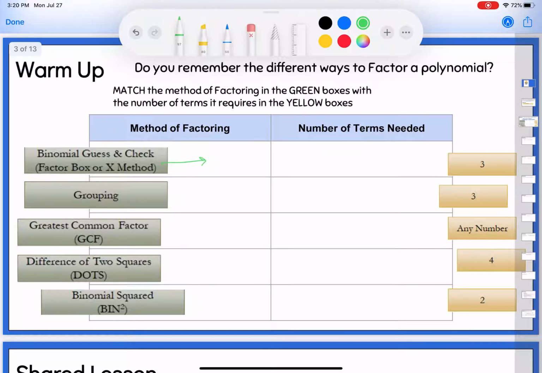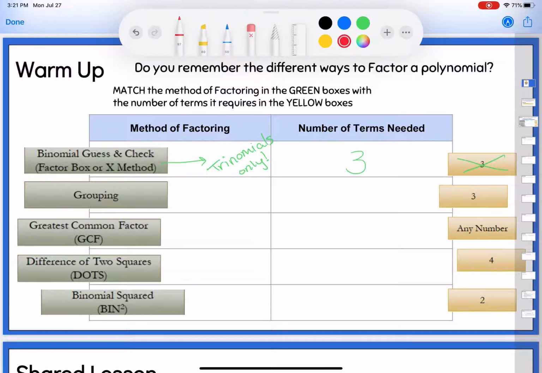So the binomial guess and check. Some people call this the factor box method. Some people have the X method. The binomial guess and check is the one that you use for trinomials. So trinomials require us to use 3 terms. So a binomial guess and check is something that you do with 3 terms. These are for trinomials only. Okay. That's the one where you put your 2 parentheses, sets of parentheses down, and you try to figure out what goes in them.